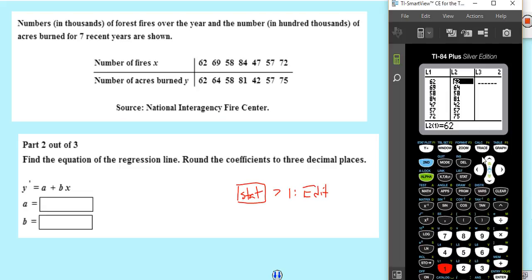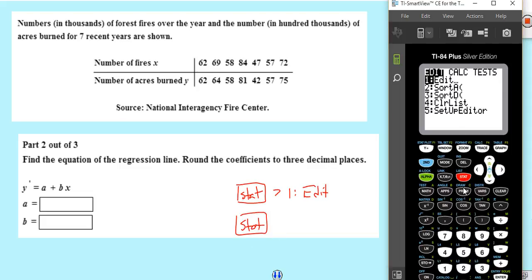I already have entered the data in. If you had to clear your list, you could go up on top and press clear, or you could go down and press delete, delete, delete until L1 was blank, and then go over to L2 and delete until L2 was clear. But we got our data in, and we've already done that in previous videos, so I'm assuming we can do this. Our next command is to go back to the stat key.